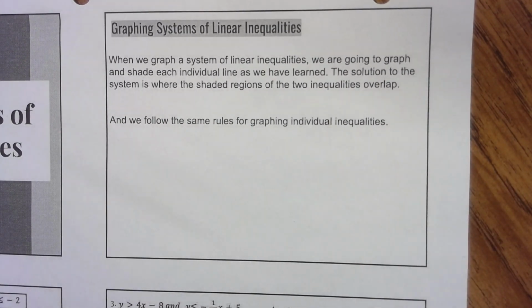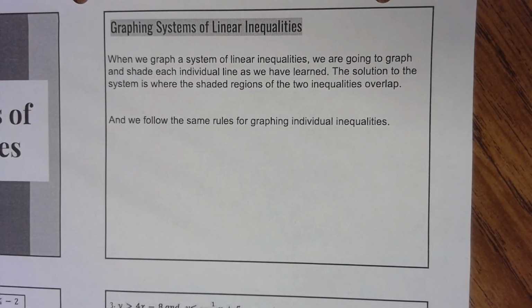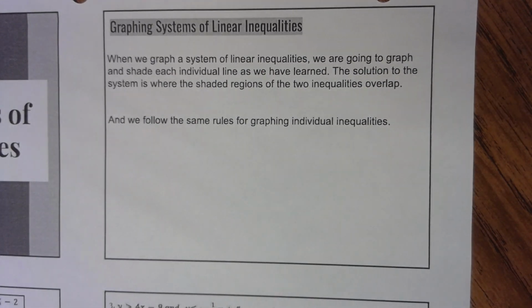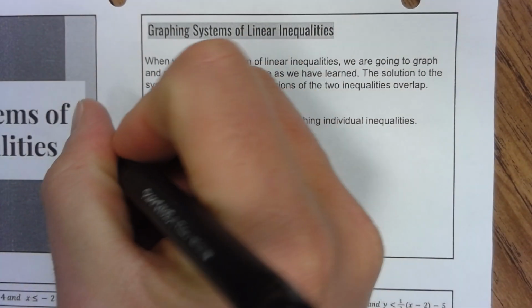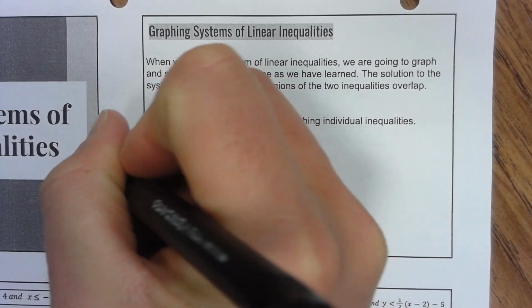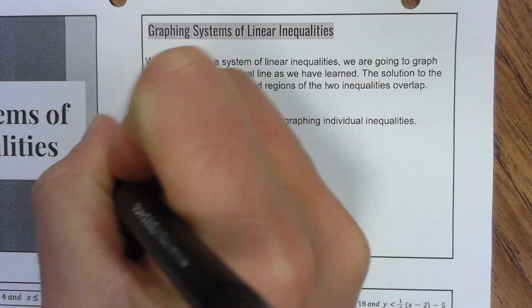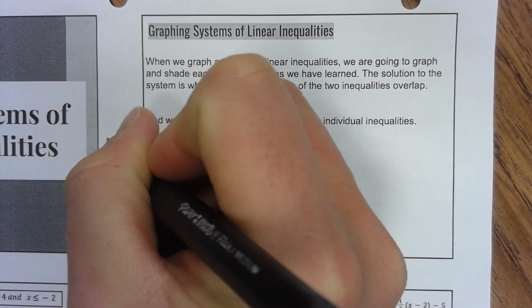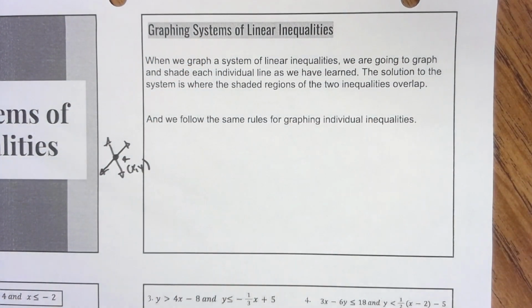When we graph a system, so think about when we are graphing just linear systems and not systems of inequalities, we would graph two lines, right? And this was part of your quiz. This will also be part of your test. You'd graph two lines and you tell me where they'd intersect. You'd say these intersect at x comma y.